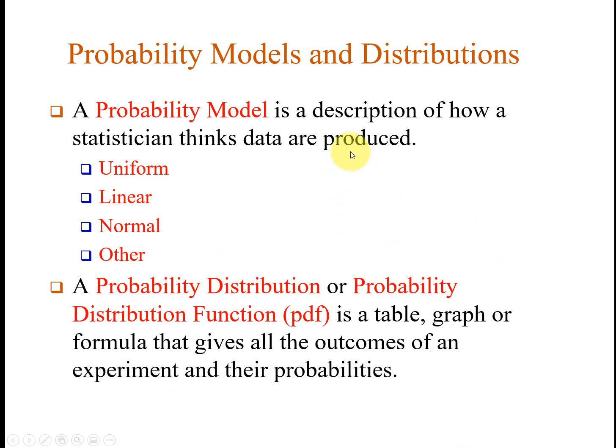So there are different probability models and distributions. A probability model is a description of how a statistician thinks data are produced. We have the uniform, the linear, the normal, and others. And a probability distribution, or probability distribution function, PDF is what I'll call it, is a table, graph, or formula that gives all the outcomes of an experiment and their probabilities.